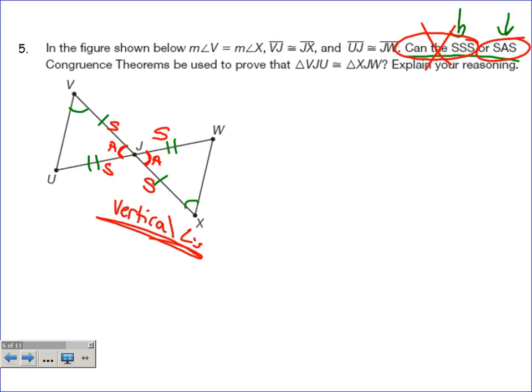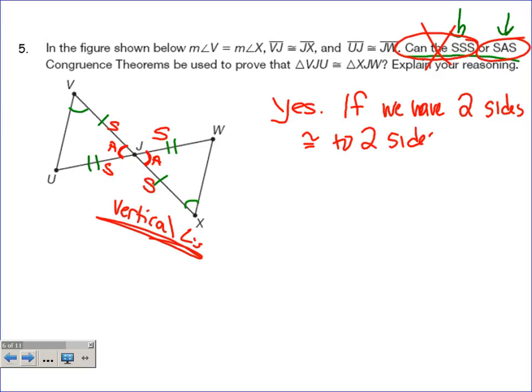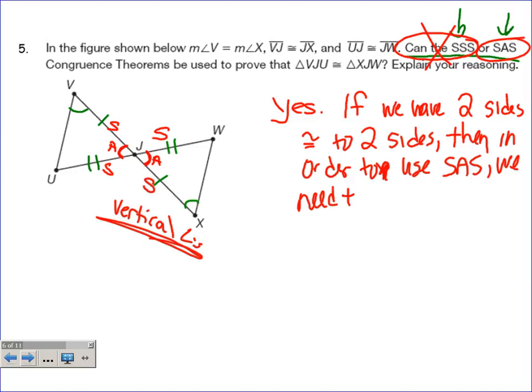Okay, so let's answer the question here. It says, can you use the side angle side congruence theorem to prove that these triangles are congruent? The answer is yes. Explain your reasoning. Here's what I would say. I'm going to try to write it all down. If we have two sides congruent to two sides, then in order to use SAS, we need to have the included angles congruent.